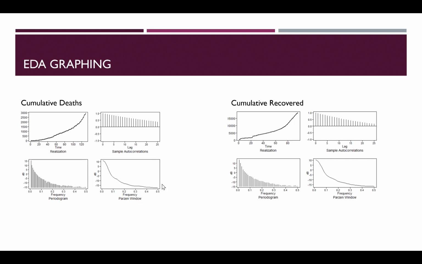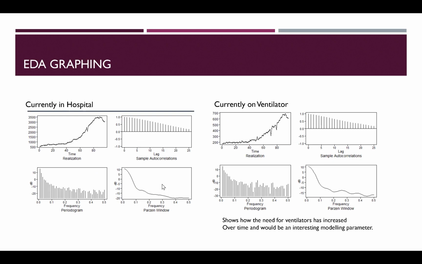Regardless, in the real world, which attributes are used for modeling would depend on what questions are looking to be answered. For example, here we see graphs of people currently in the hospital and currently on a ventilator. These are not cumulative but daily numbers, and using these attributes for the modeling could help drive ventilator order or production decisions or hospital staffing and resource decisions.